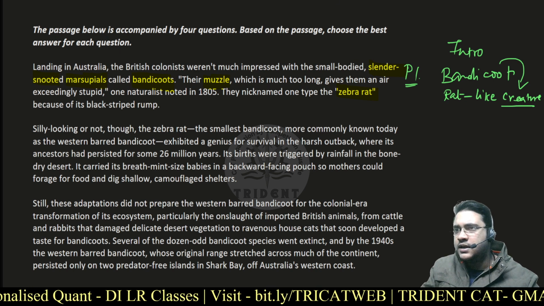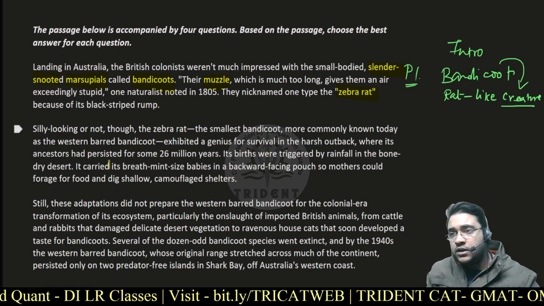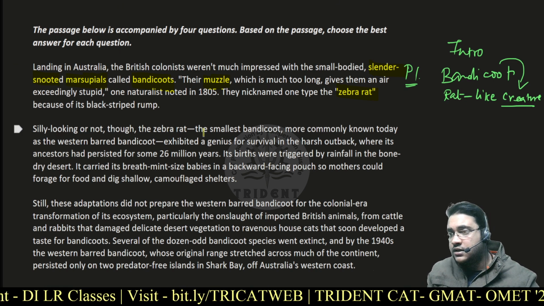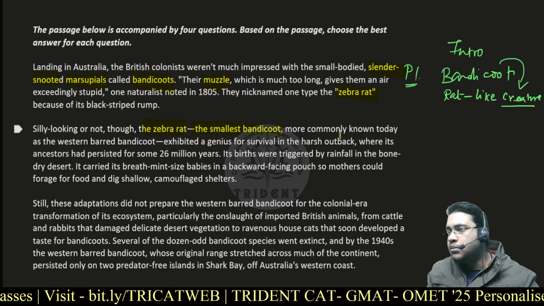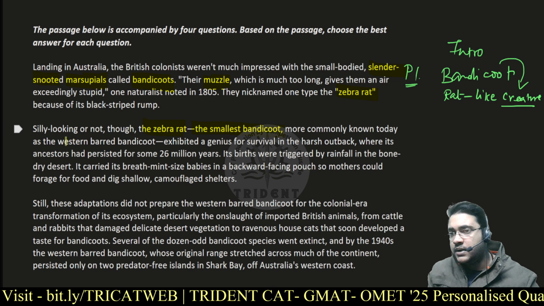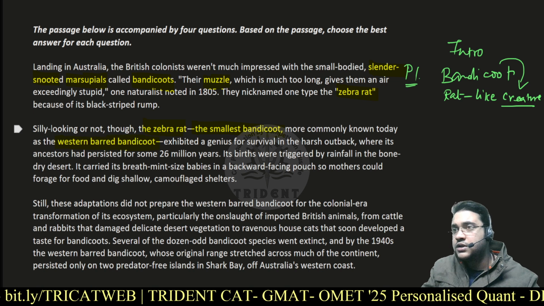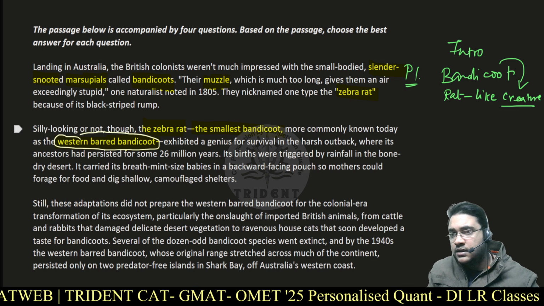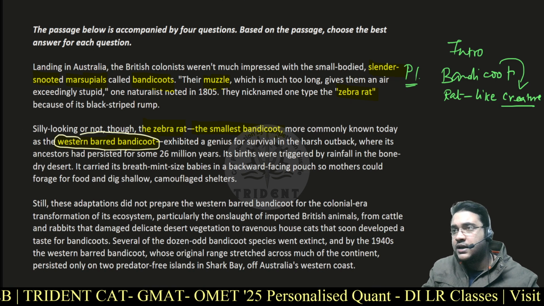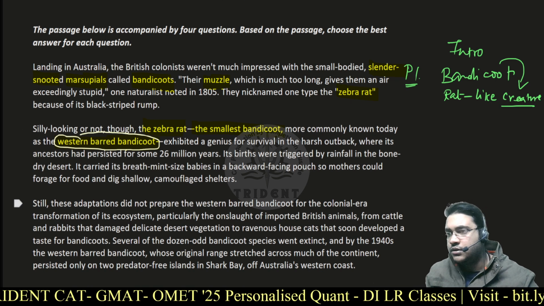Okay, let's read ahead. The second para. Silly looking or not, though, the zebra rat, the smallest bandicoot, more commonly known today as the western barred bandicoot. So I know that the zebra rat is the smallest bandicoot. Now again, they're giving another name. This is an interesting part, and I would like to highlight that they're calling the same zebra rat the western barred bandicoot.